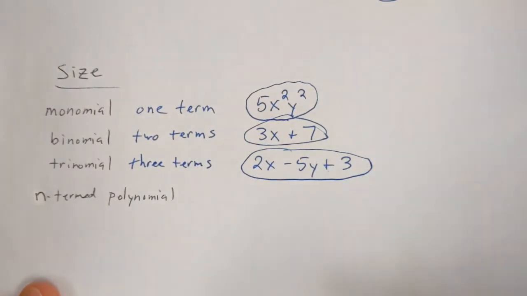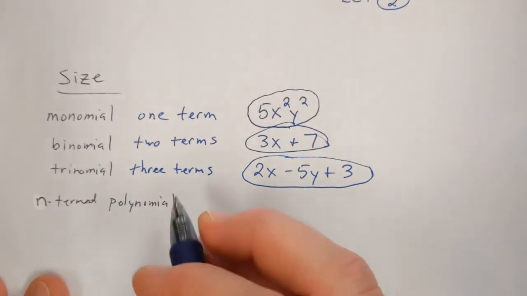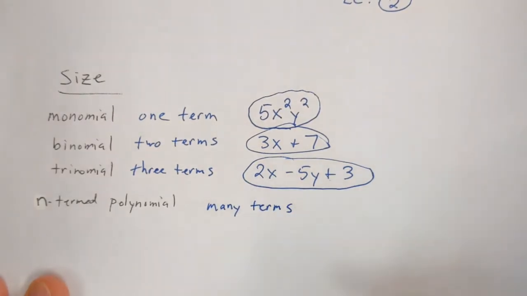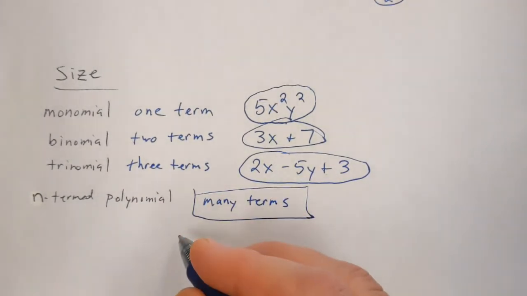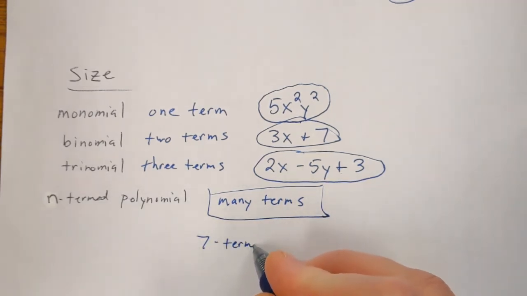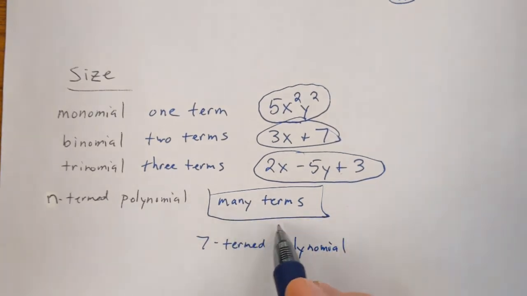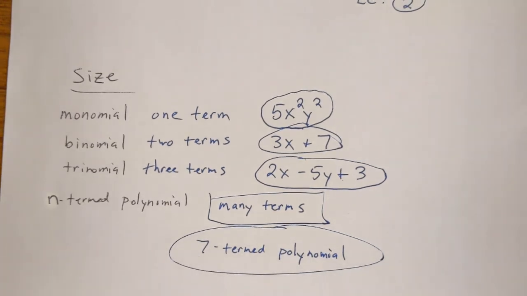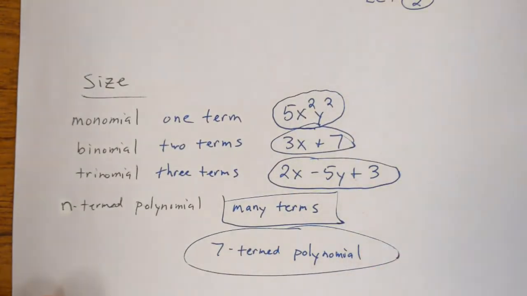And then if you ever go beyond that, if you ever have more than 3 terms, you can just generically call it a polynomial. Polynomial means many terms. So the very first example we looked at up above had 7 terms. We could call it an n-termed polynomial. You could say you have a 7-termed polynomial. If you ever go above 3 terms, if you ever have 4 terms or 5 terms or 6 or 7, you would just write it out like this. The example up above was a 7-termed polynomial.